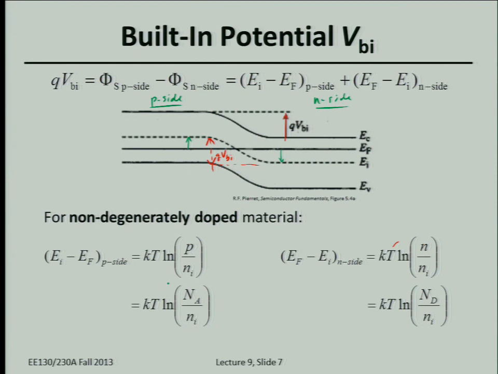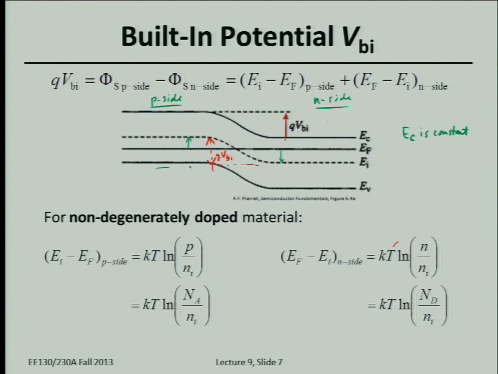Why is EI to EV the same? Okay, so the reason for that is because the band gap is a constant for the material. It's all silicon, right? So all these curves, EC, EV, and EI, are all parallel with each other.